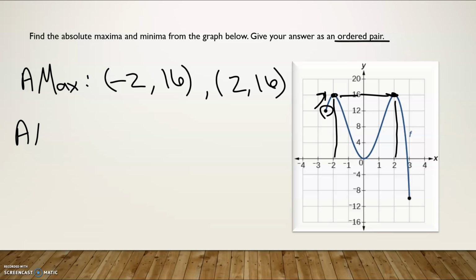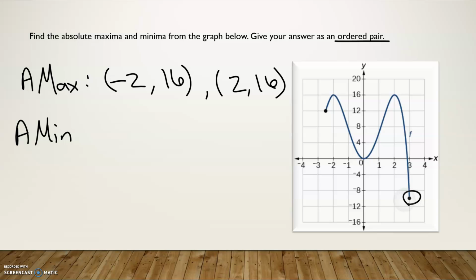Now I need an absolute minimum. And for this one, get rid of all the markings. This right here is the lowest point, the absolute lowest point. There's no graph beyond that point right there. So that would be the lowest point. So that's our absolute minimum there. And we need to write that as an ordered pair.